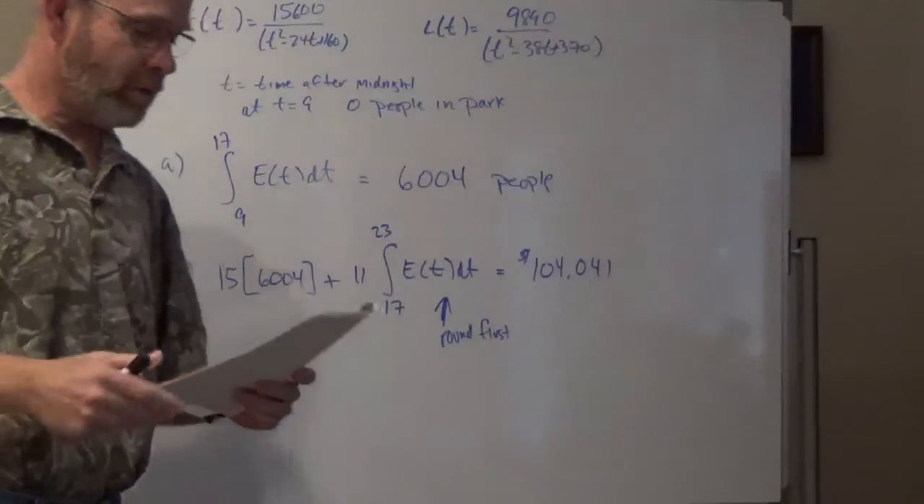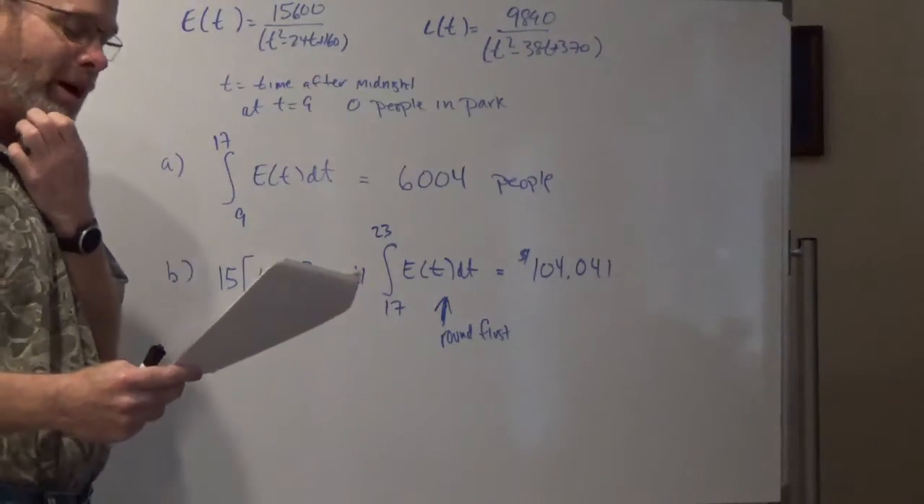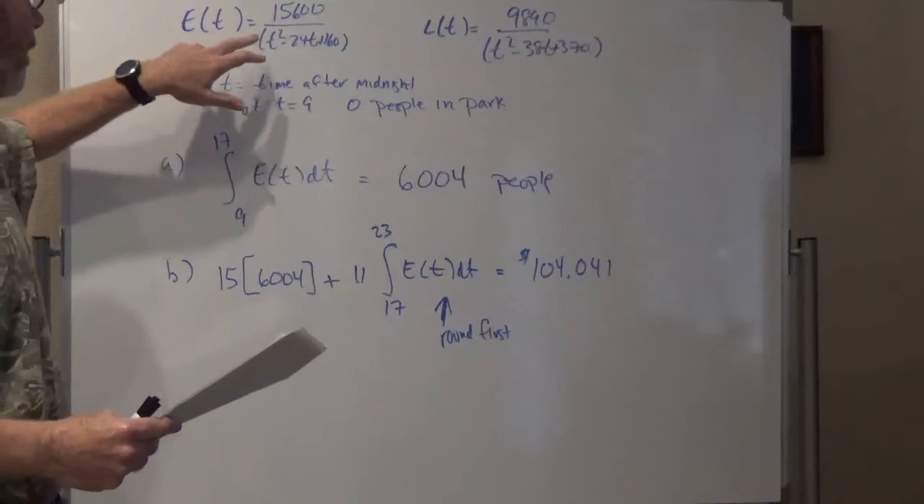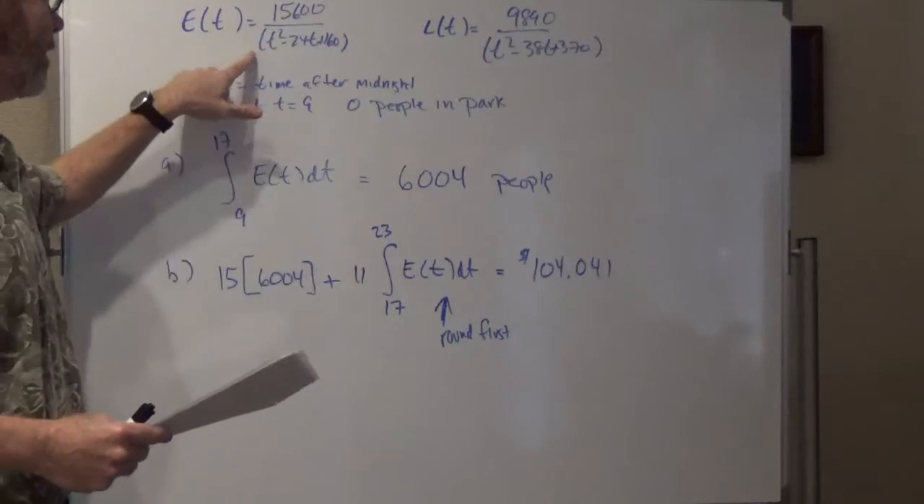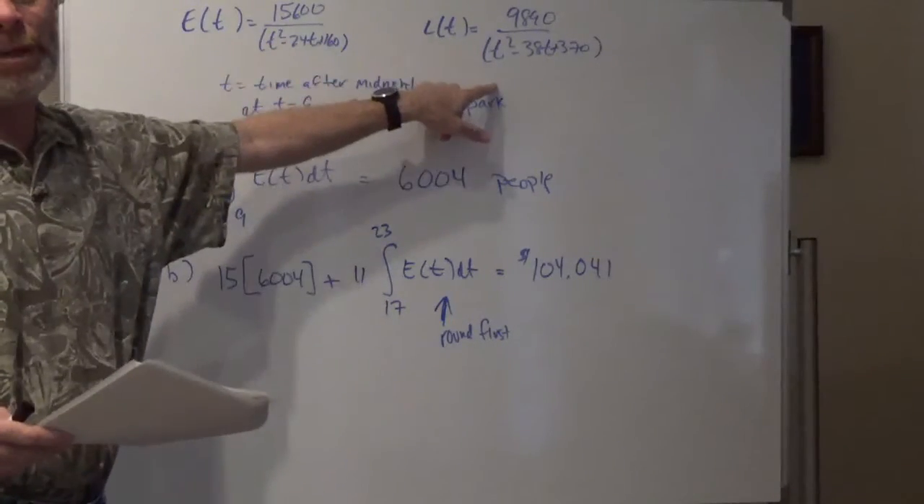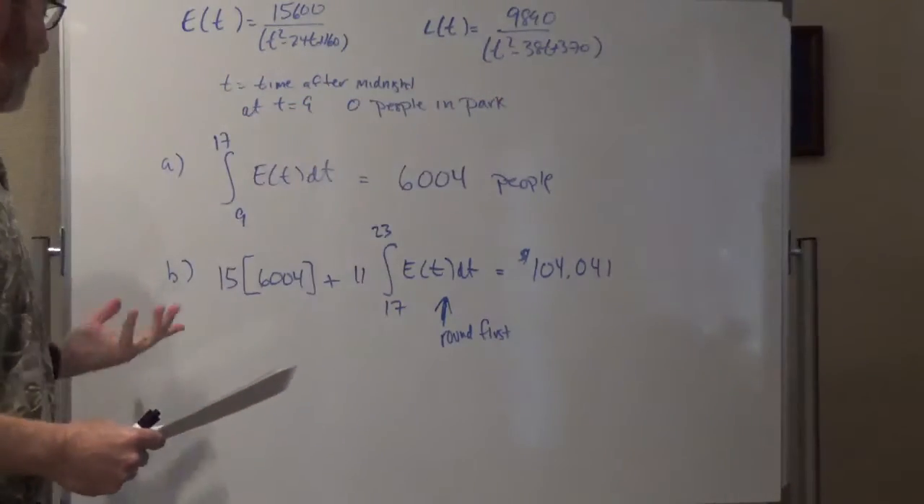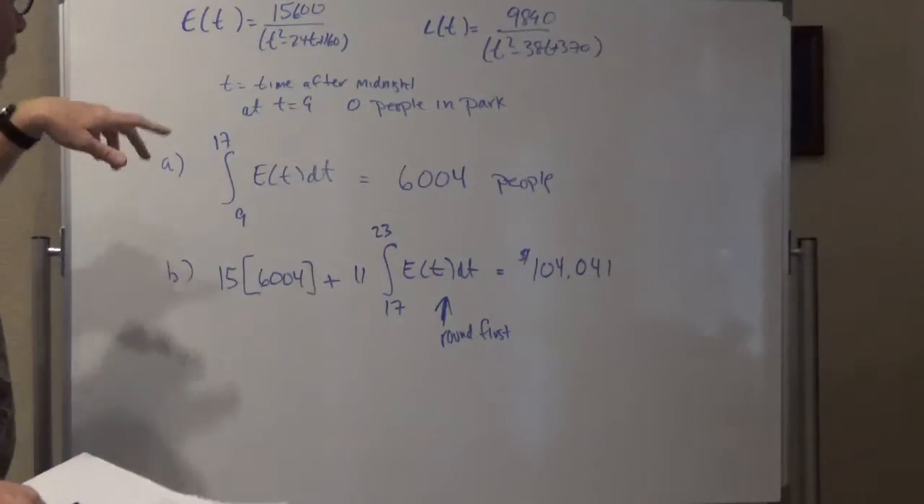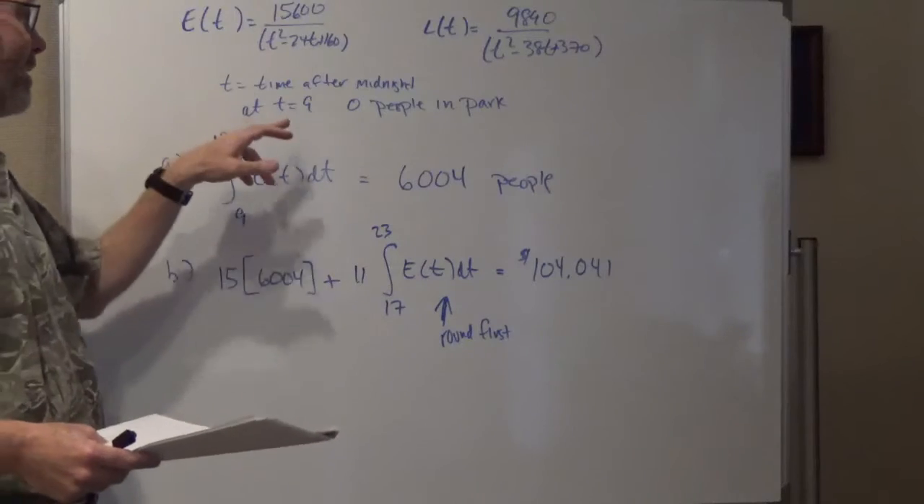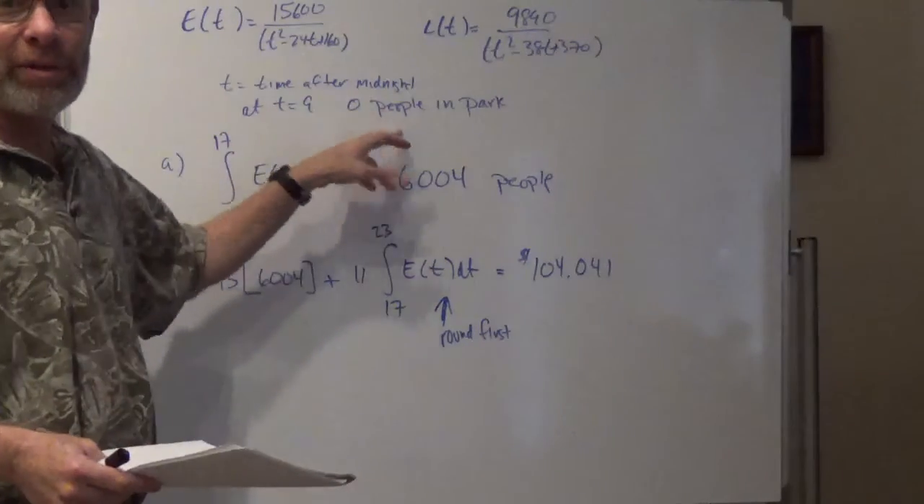Okay, problem number 2 on this assignment is the amusement park problem. They gave us a rate, so these are rates, not numbers, but rates of people entering and rates of people leaving. So the basic idea is whenever you integrate a rate, you'll get the total amount of people, right? T was the time after midnight. At time equals 9, there were 0 people in the park.